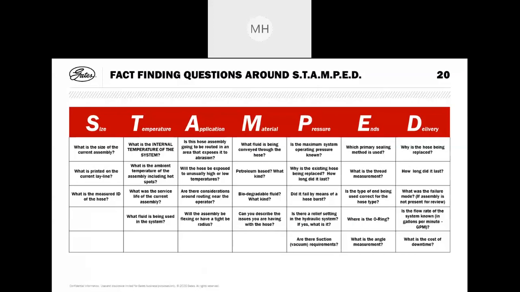And the delivery, as we just talked about, is why is the hose being replaced? How long does it last? Is the flow rate correct? Are we putting the right hose back? You know, what's the cost of the downtime by making a bad copy of a bad copy? So this is why we ask a lot of these questions.